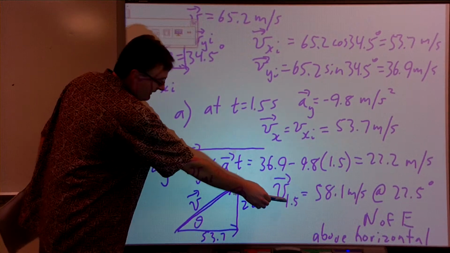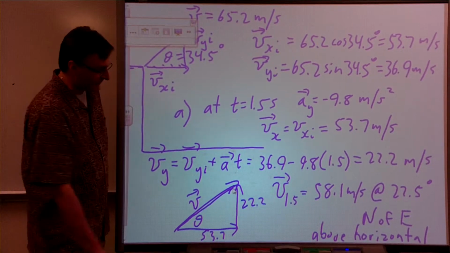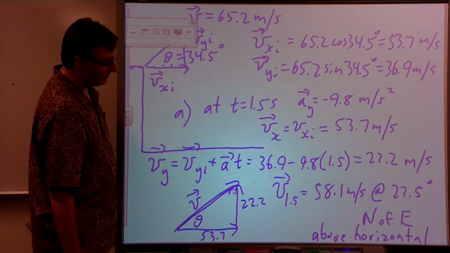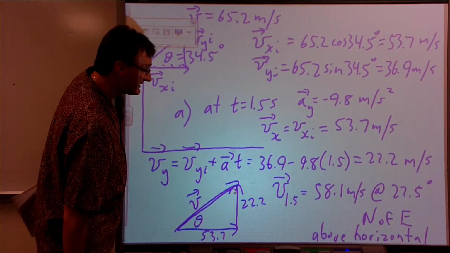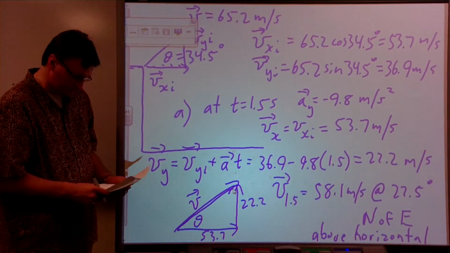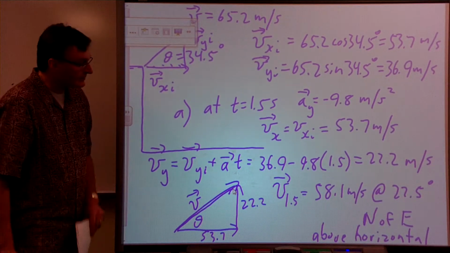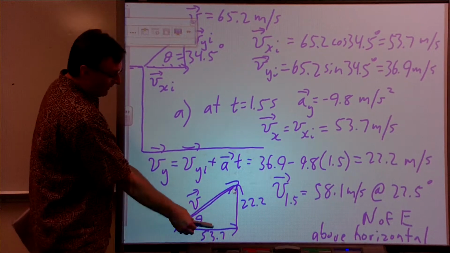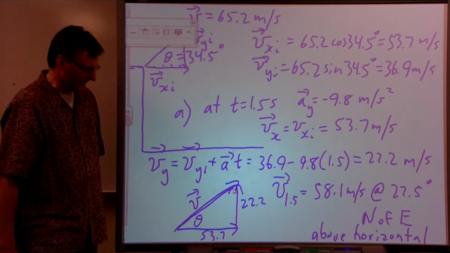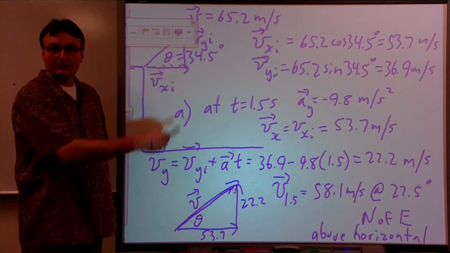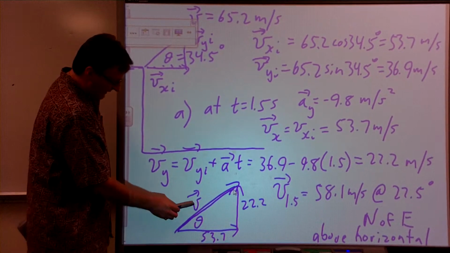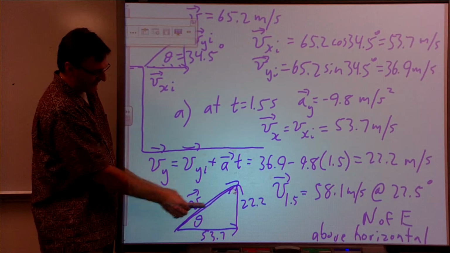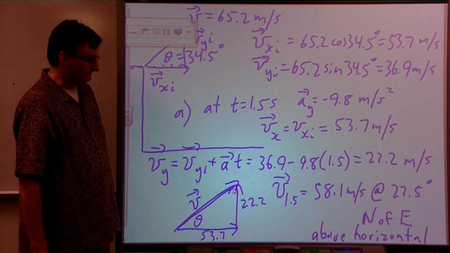So our velocity vector at 1.5 seconds turns out to be 58.1 meters per second at 22.5 degrees. Make sure I got that right. Check my numbers here. Yeah, 22.5 degrees north of east or above the horizontal. Sometimes you can just say above the horizontal when we're dealing with projectiles like this. So there's our velocity vector, so that takes care of part A. So at 1.5 seconds, here's our velocity vector.